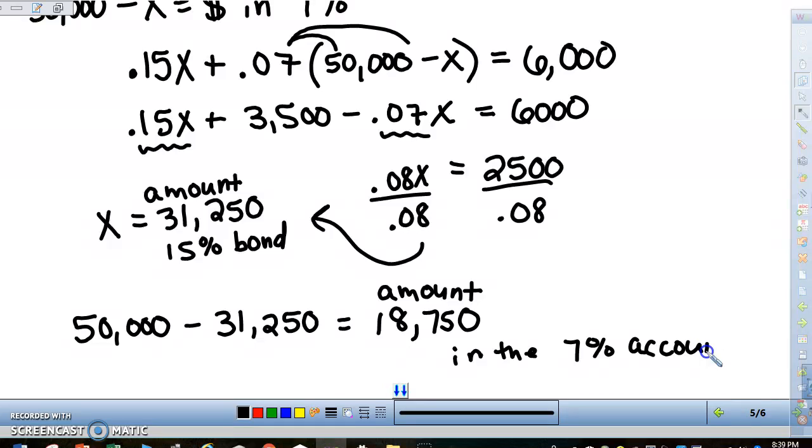So these two amounts add up to $50,000, which was one of our requirements. And the way that it works out with the interest that each account pays per year, it'll work out to earn $6,000 in interest per year.